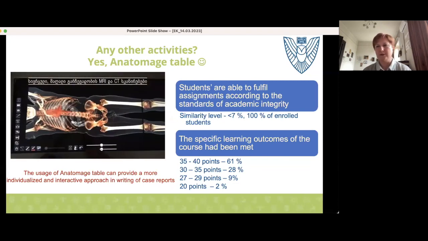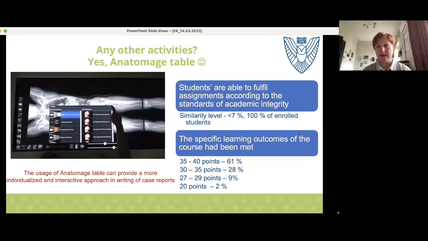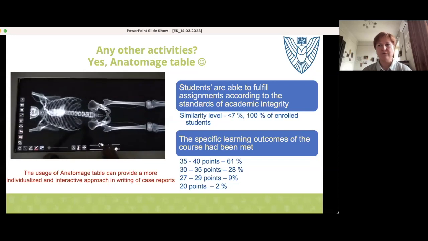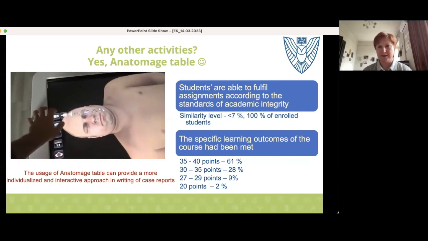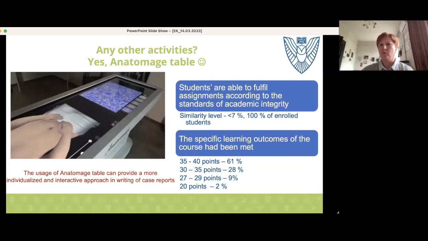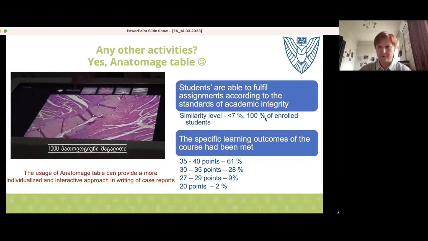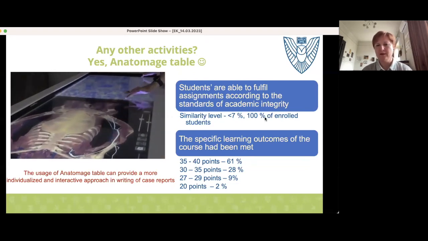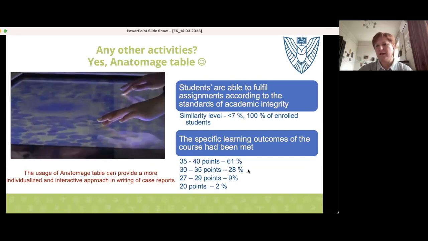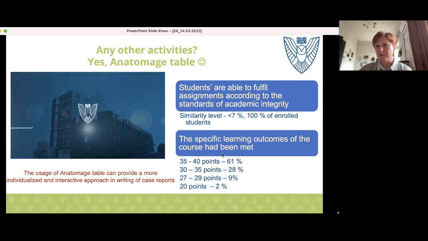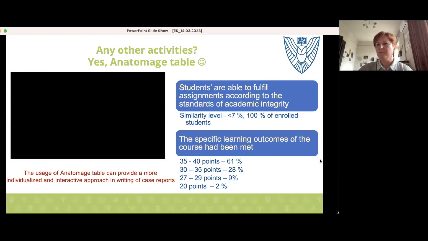Again, we found out that students can do this assignment very easily. They can follow the academic integrity standards. Similarity level was less than 7% in all students of this 7th semester. And as you can see, whenever we evaluated the case reports written using the data of the anatomy table, most of the students' papers were evaluated with the highest points, from 35 up to 40 points.